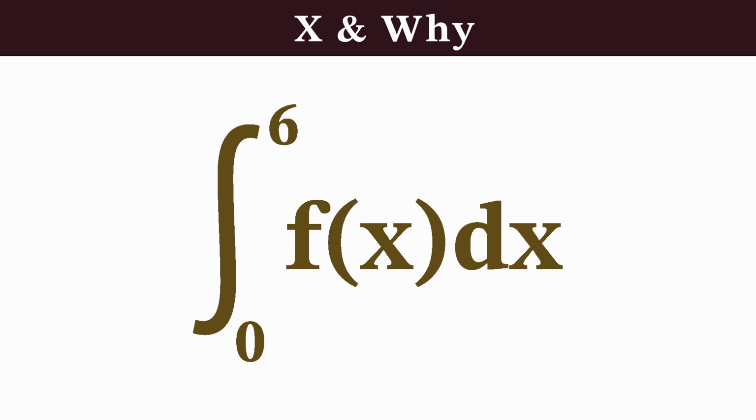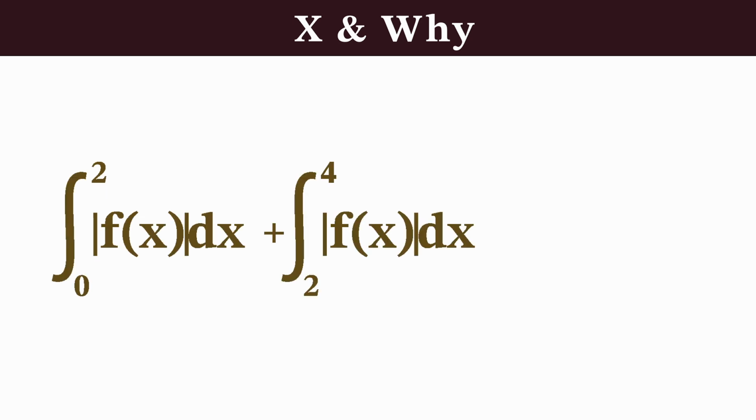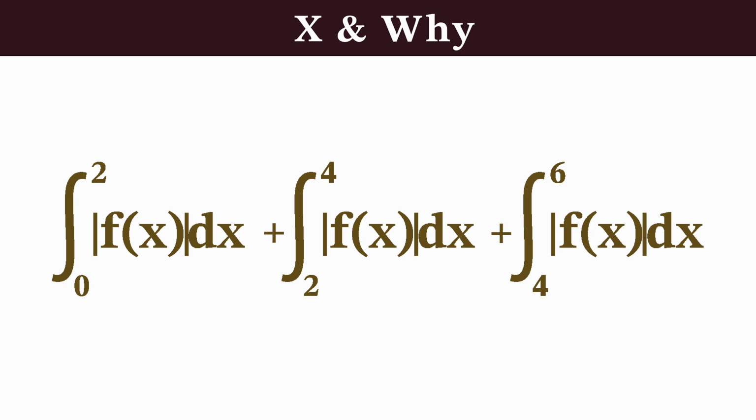Let's say you're going from 0 to 6. If the function equals 0 at 2 and 4, you'd split it into 3 intervals. From 0 to 2, from 2 to 4, and from 4 to 6.